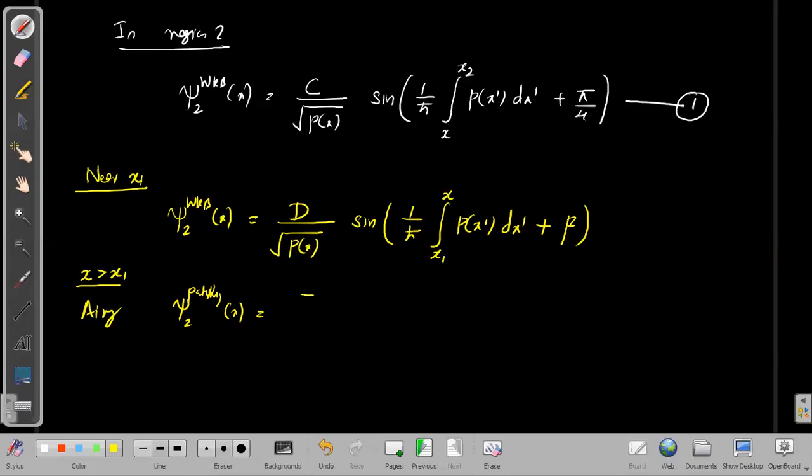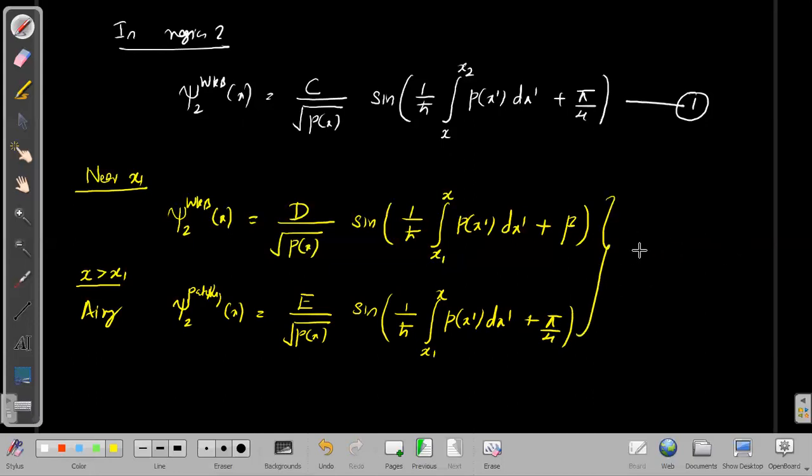Okay, and that we can find as E by square root of p of x, sine of 1 by h cross integral x1 to x of p of x prime dx prime, plus again pi by 4. Now from this we can say that this capital D must be equal to E, and your beta must be equal to pi by 4.